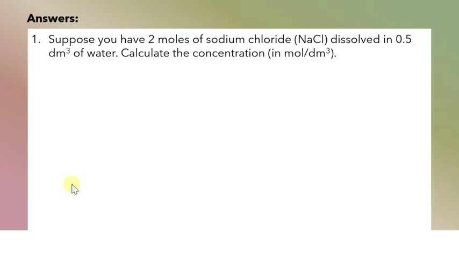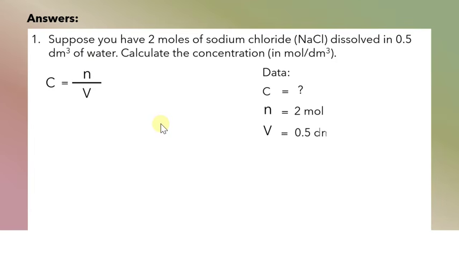The question is calculate the concentration in mole per cubic decimeter. So we'll put the formula here where we'll say concentration is equal to number of moles over volume. Let's look at the data which is given. Data we have, concentration is what they're asking us to find. So question mark, the number of moles, we have it here. They've given us, suppose you have 2 moles. So 2 moles there is 2 mole. Then volume, we have been provided volume, right? Which is 0.5 cubic decimeter. So volume is just 0.5 cubic decimeter. So we have everything to start answering.